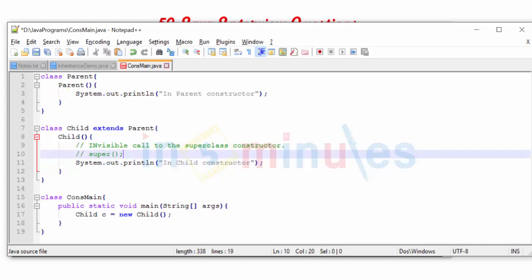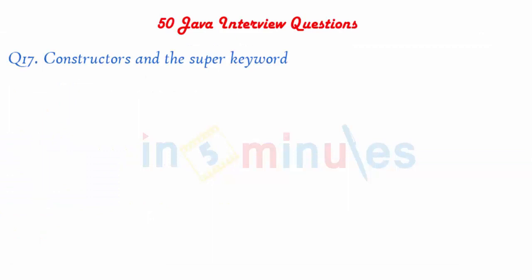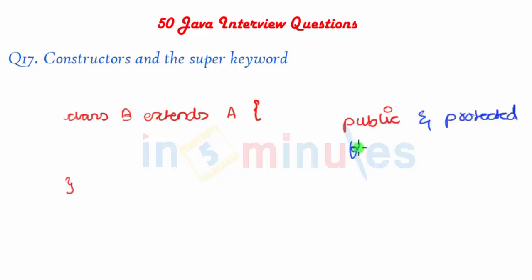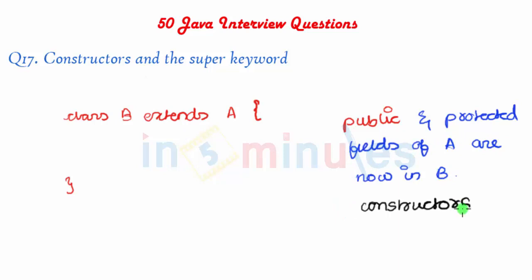Now, recall inheritance. When I say that a class inherits from another class, let's say class B inherits from class A, that is a scenario like this. I have class A and class B extends A. I know that all of the public and protected fields of A are now in B. But what about the constructors? So we have another interview question. What happens to the constructors? Are they inherited as well?